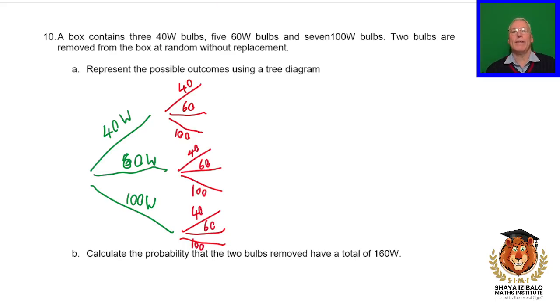Okay, so the probability that the first light bulb that we draw out is a 40-watt, well, there are 3 out of the 15 that are 40-watt. The chances of a 60-watt is 5 out of 15, and the chances of a 100-watt is 7 out of 15. Right, now, if we got a 40-watt the first time, the chances of a 40-watt the second time are going to be 2 out of 14. These are still going to be 5 and 7.